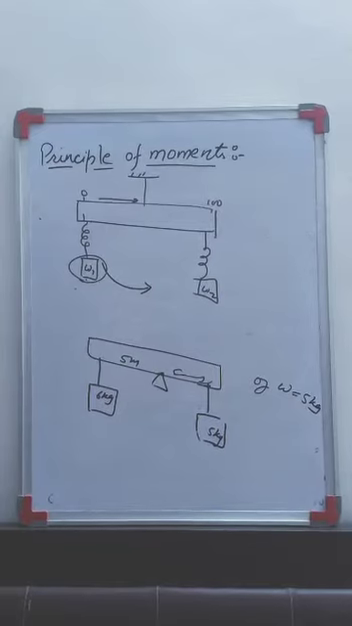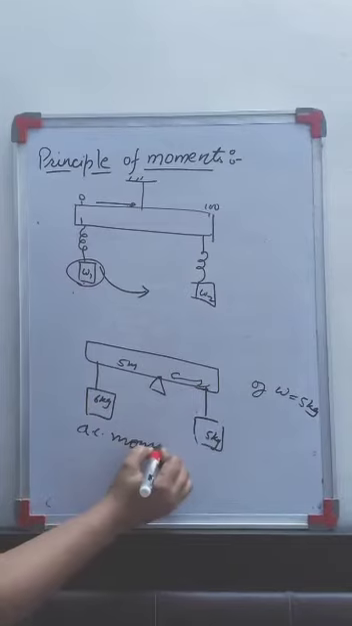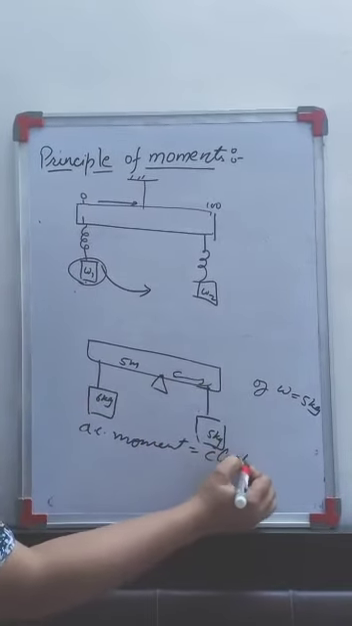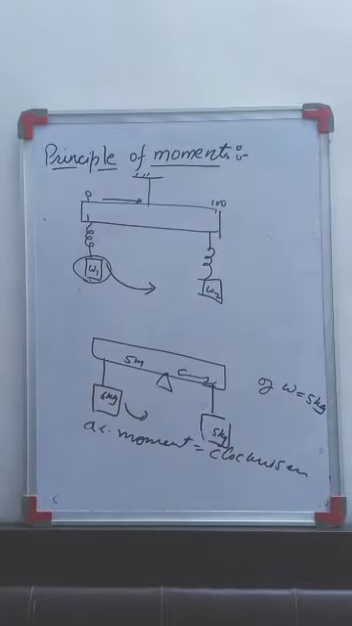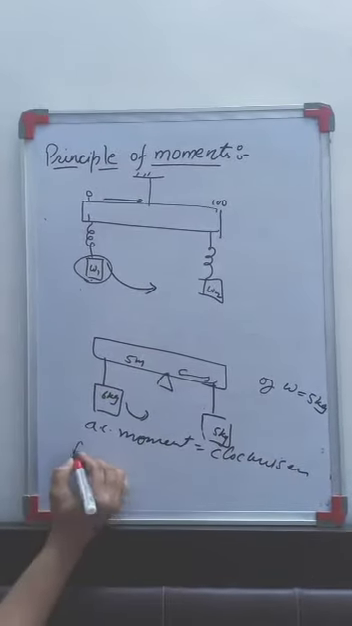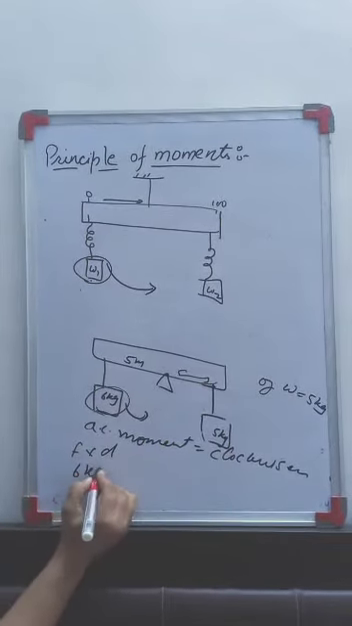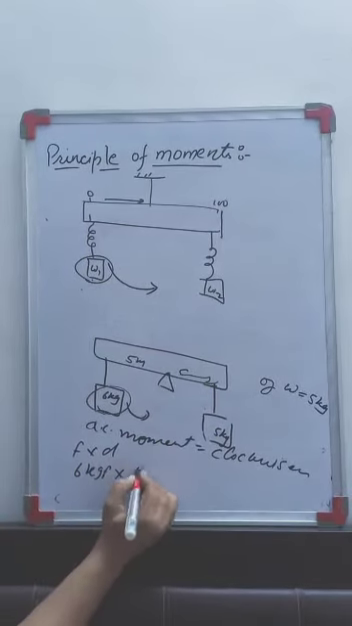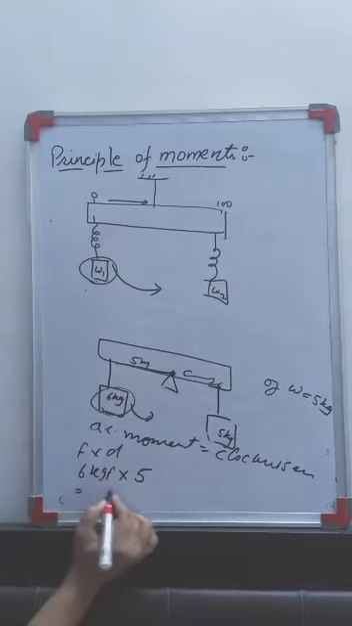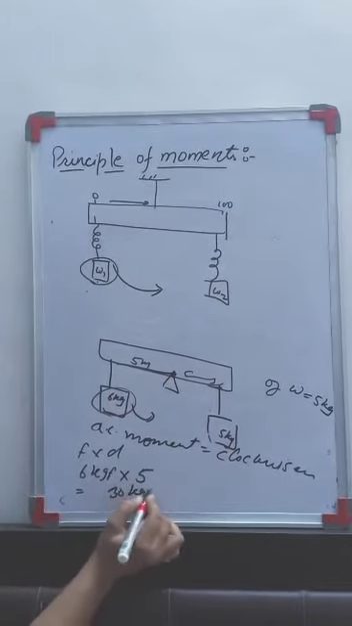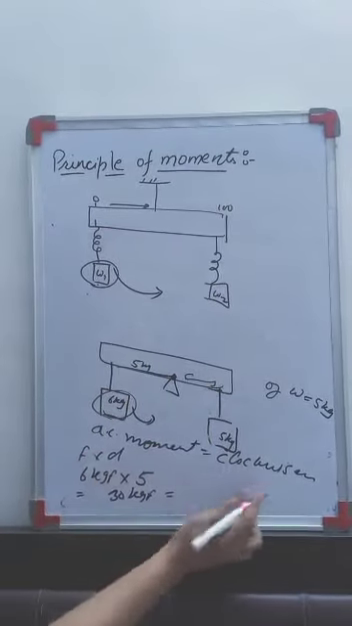Now again we need to take the equilibrium condition: the anti-clockwise movement is equal to the clockwise movement. The anti-clockwise movement is force into distance. So force is 6 kgf, multiplied by the distance from the center, which is 5 meter. So the anti-clockwise movement is 30 kgf meter, and to make it horizontal, it must be equal to the clockwise movement.